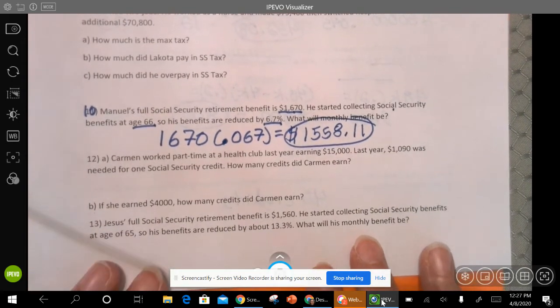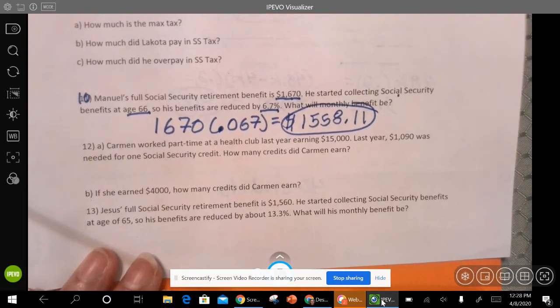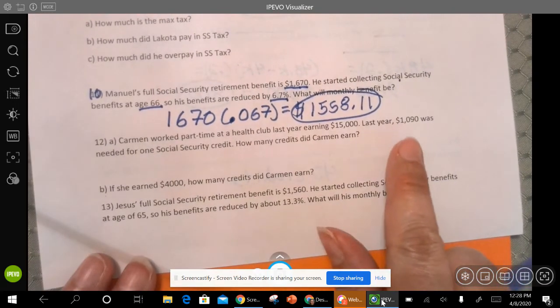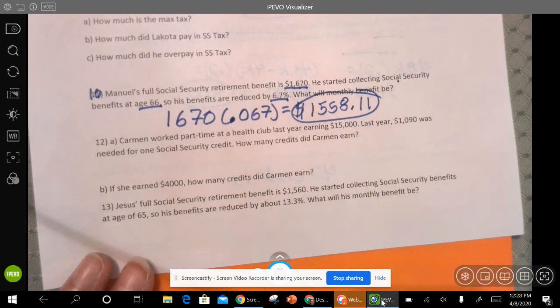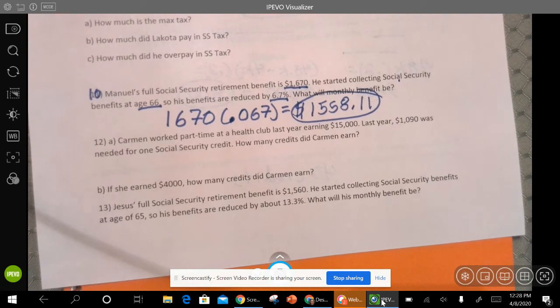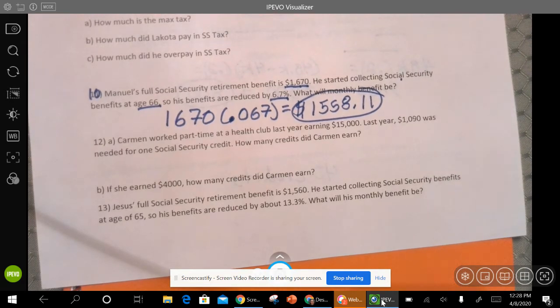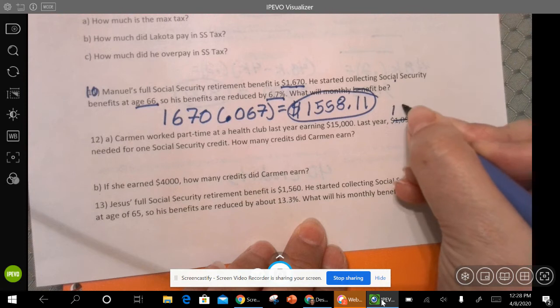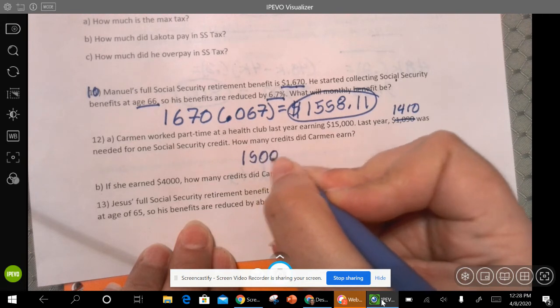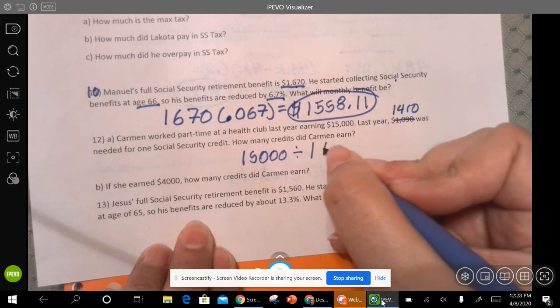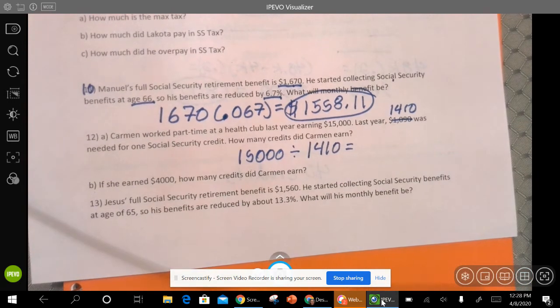Okay, Carmen's working part-time at the health club, earning $15,000 last year. 1,900 was needed for Social Security. How many credits did she earn? Okay, so I think we're actually going to use the current value of 1,410. So 15,000 divided by 1,410. Okay, so how many credits did she earn?